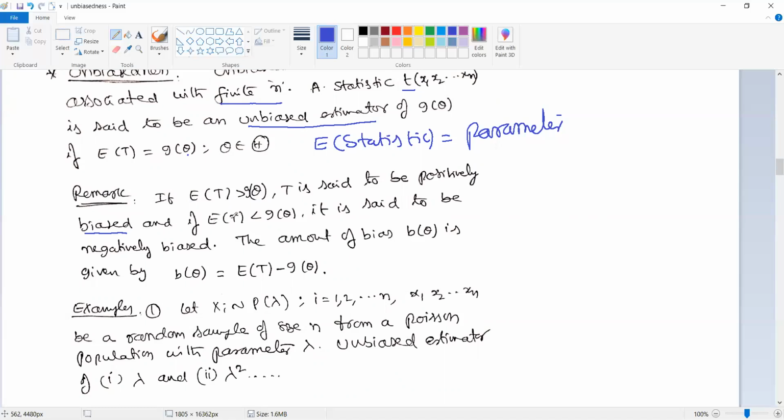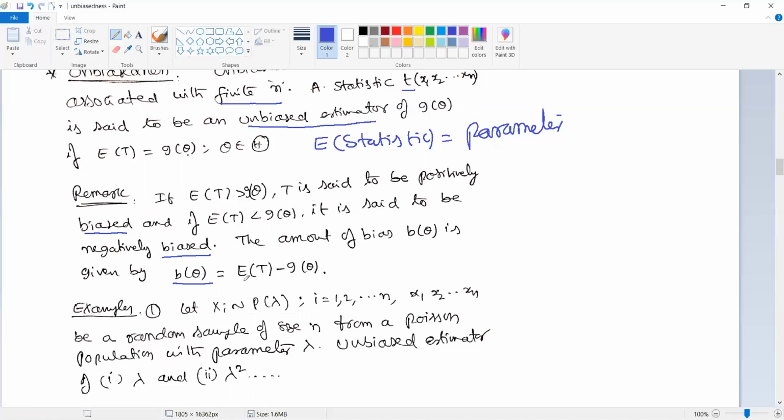If expectation of T is less than g of theta, it is said to be negatively biased. So there are two important remarks. The amount of bias b of theta is given by b of theta is equal to expectation of T minus g of theta. This is called the bias concept here.